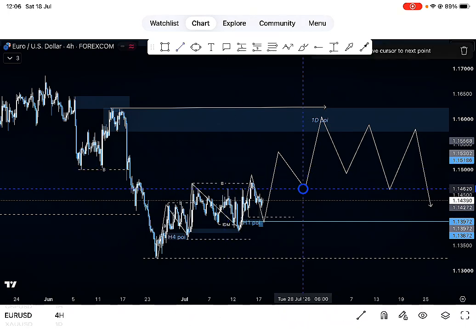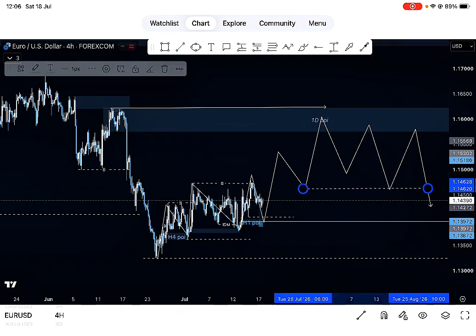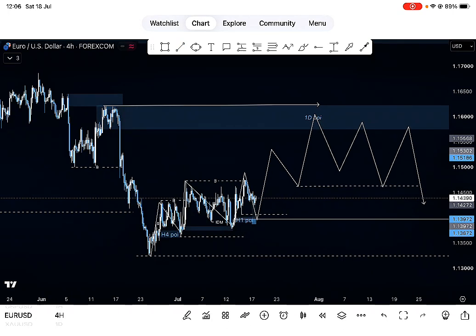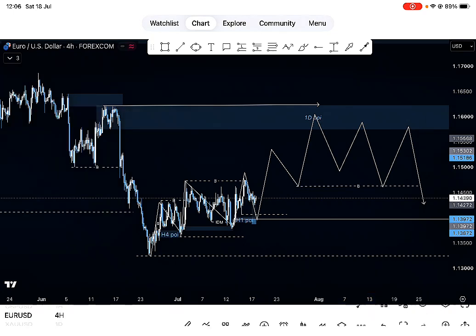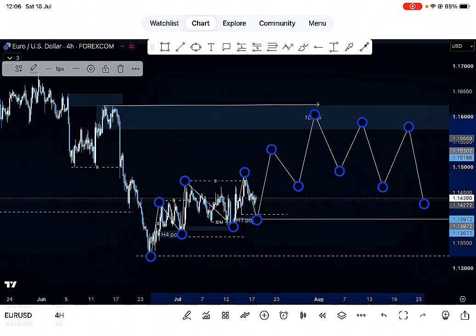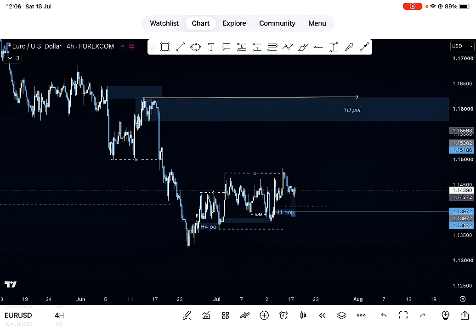Hope I'm clear enough. Price hasn't done this yet, but this is what I'm expecting. If price gets to this POI, because this is a good POI. It's a good POI in my opinion. So let me remove this.